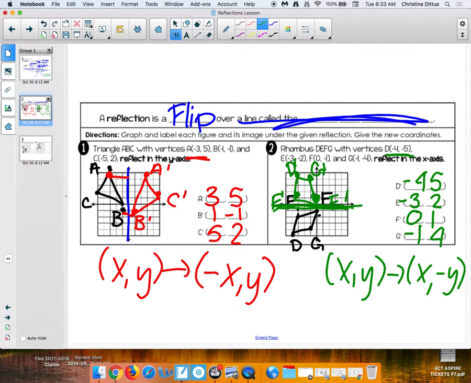It's kind of weird to think about, but when you reflect in the Y, your X changes. When you reflect in the X, your Y changes. You definitely don't have to memorize these rules. I think it's easier to just count them away, but whatever works for you.